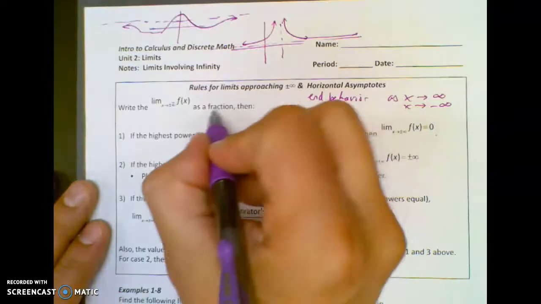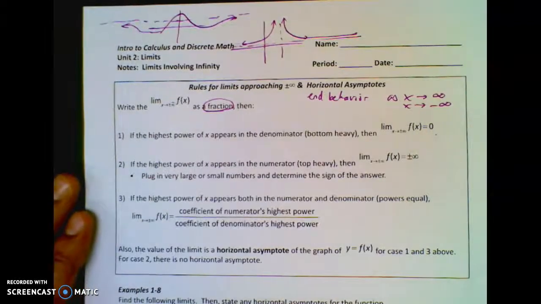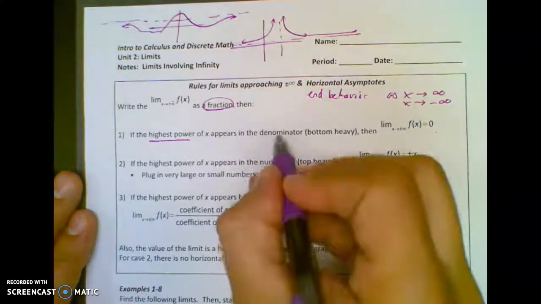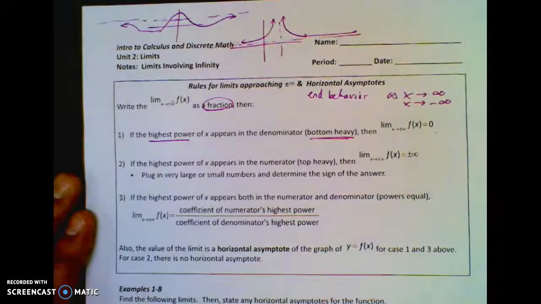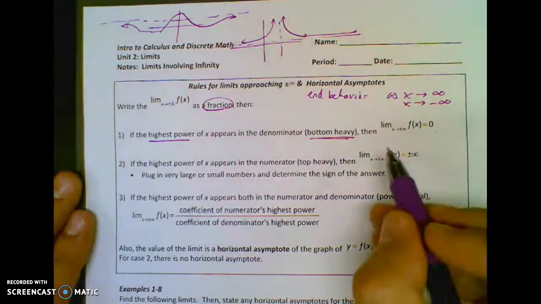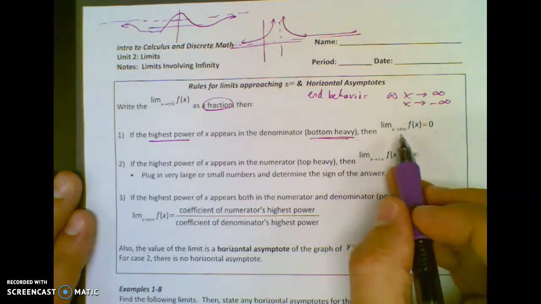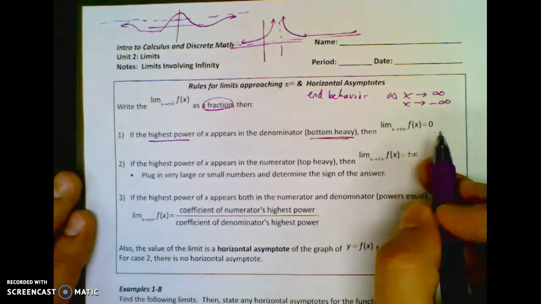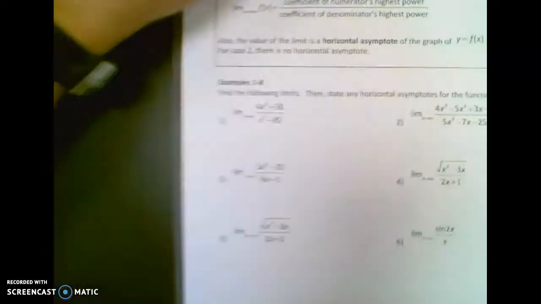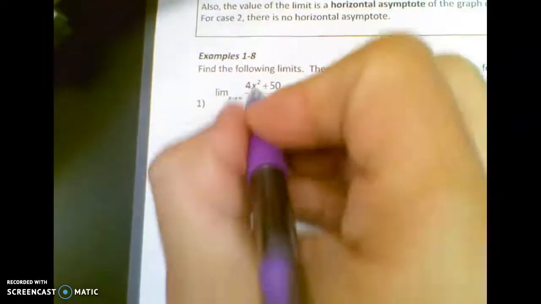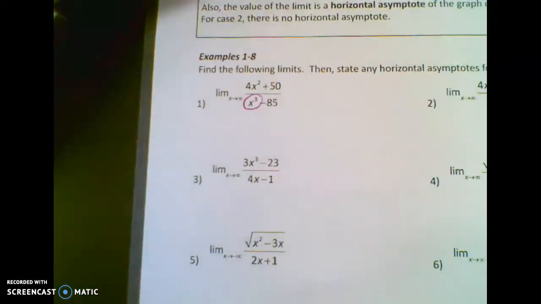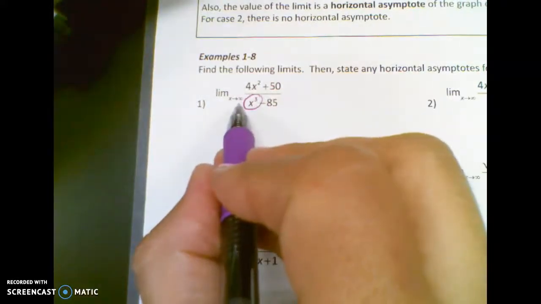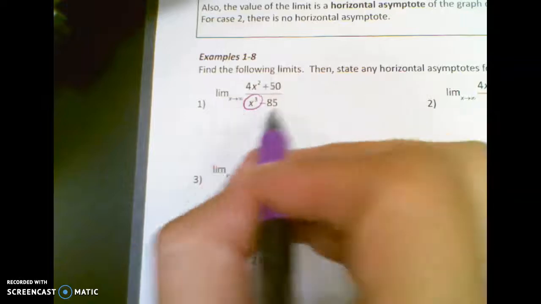So a couple things. First, it's useful to write your expression as a fraction, because if you look at your fraction and the highest power of x is in the denominator, I call those bottom heavy graphs, then automatically your limit as x goes to positive infinity and negative infinity is 0. So, for instance, this guy right here, see how x to the third is your bigger power? It doesn't even matter what this is. As x goes to infinity, the value of this goes to 0.